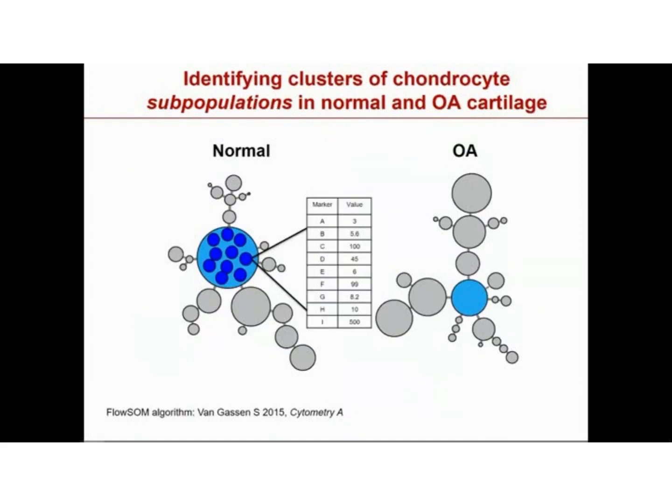So when we run a FlowSOM algorithm on our data, we basically get a minimum spanning tree representation for normal and OA samples, as I show you here. So here, this node is a cluster of cells which are very similar to each other, and the algorithm has recognized it as a single cluster. You can see the same cluster in the OA samples as well, as represented here.